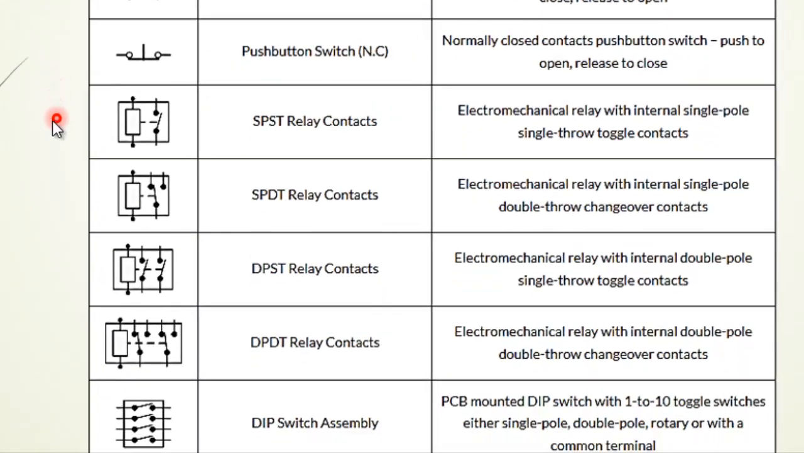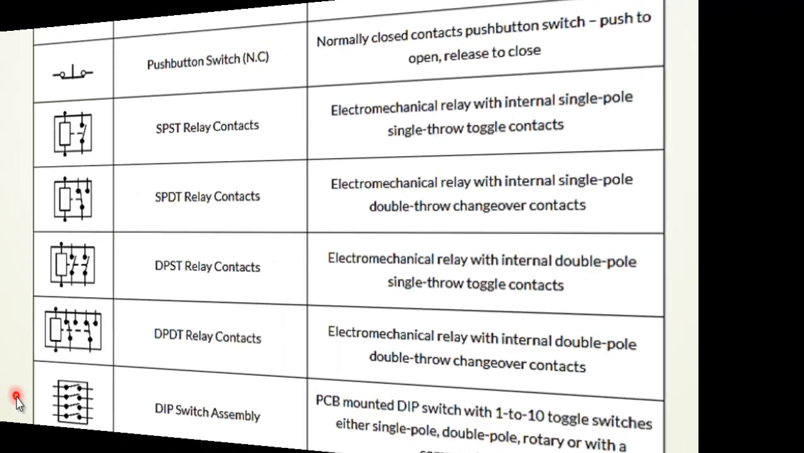So here we have a complete relay symbol, single pole single throw. Then we have single pole double throw relay. Next is double pole single throw relay. This one is the double pole double throw relay. This symbol is for the DIP switch assembly, in which we have multiple switches attached in a single assembly.